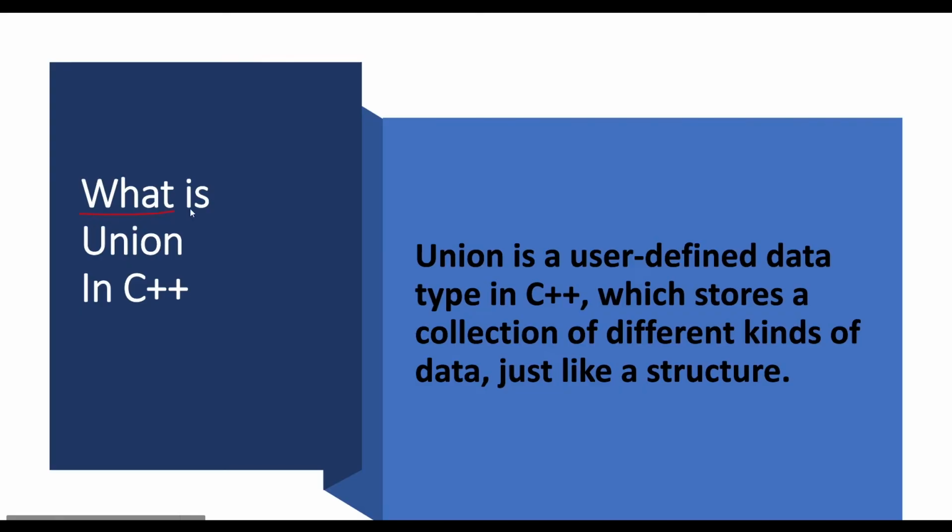Now let's discuss what a union is in C++. A union is a user-defined data type in C++ which stores a collection of different kinds of data, just like a structure. Basically, a union is a user-defined data type in C++ which is used to store different kinds of data like a structure. Let's do some examples to master unions in C++.